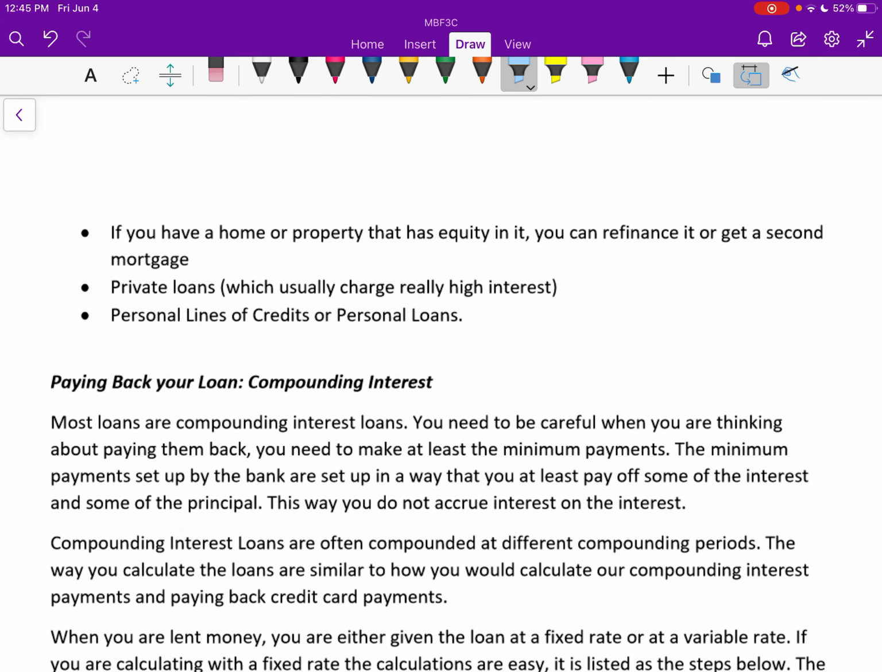Another thing would be if you have a home or a property that has equity in it, you can actually pull out the equity in your house. You can refinance it. You can have a second mortgage. You can get private loans. These private loans often charge a ridiculous amount of interest, so they're not really recommended, but you got to do what you got to do. Or you can get personal lines of credit or personal loans just from the bank and use that as your student payment.